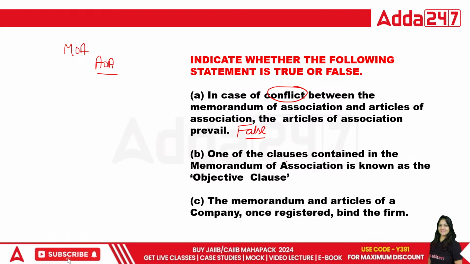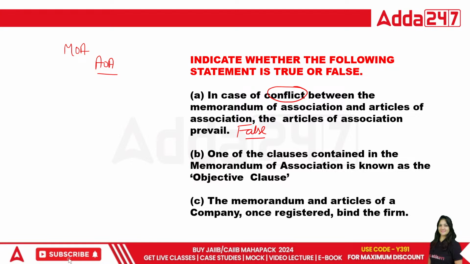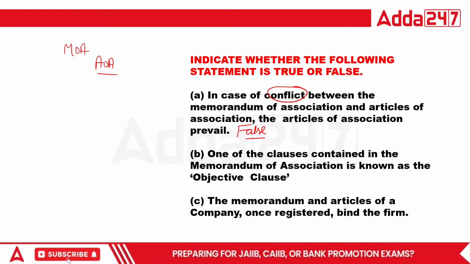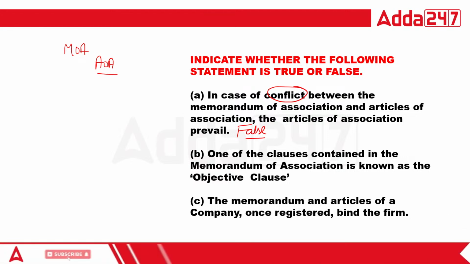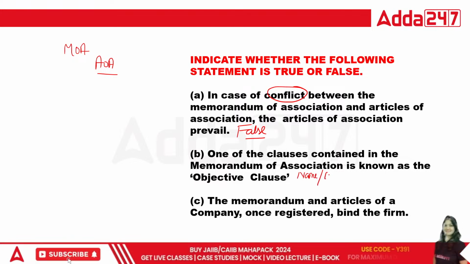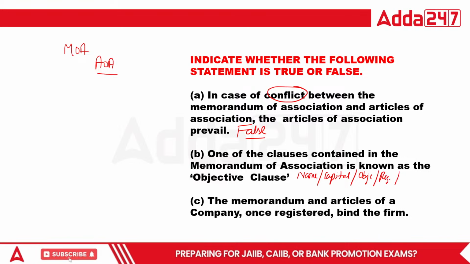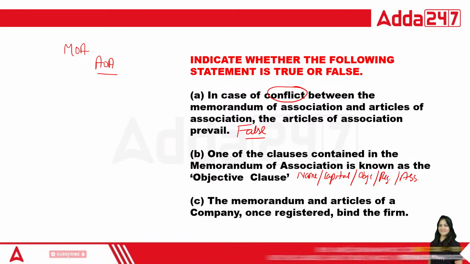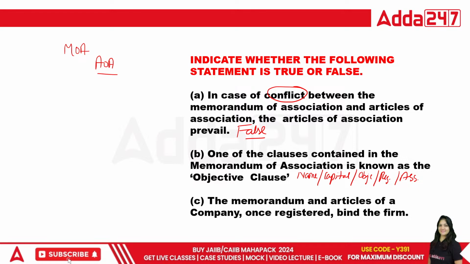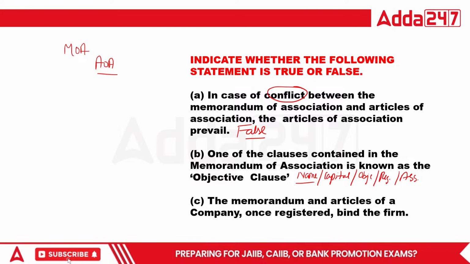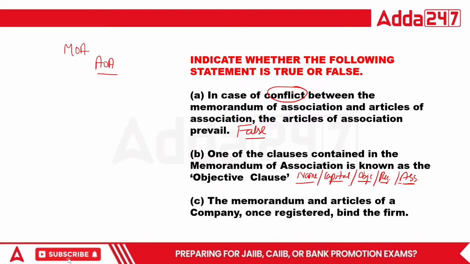Okay. One of the clauses contained in the Memorandum of Association is called the Object Clause. So class, we know that there is the name clause, capital clause, object clause, register clause, association clause, which we call the subscription clause also. Okay, so these are the clauses which are mentioned. So the object clause is also one of the clauses. Okay, and the liability clause.